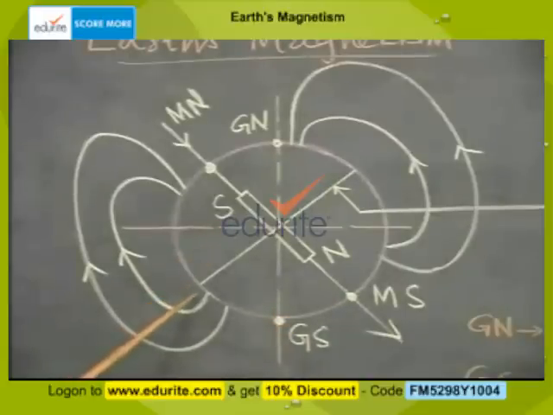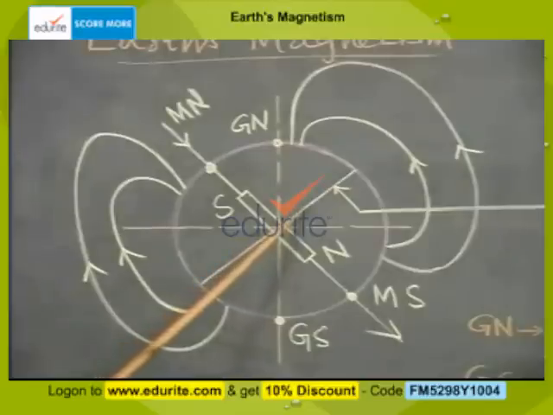The locus of points on Earth's surface where the needle remains horizontal is called the magnetic equator. So this is the magnetic equator.